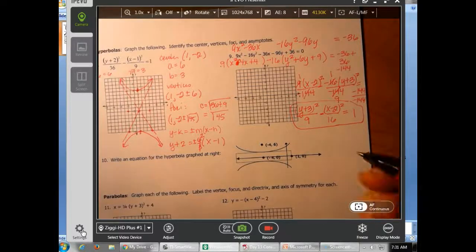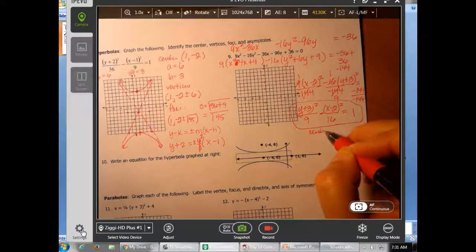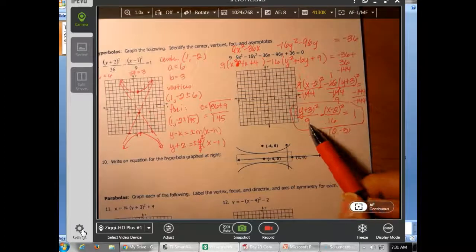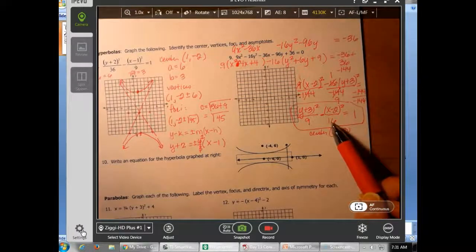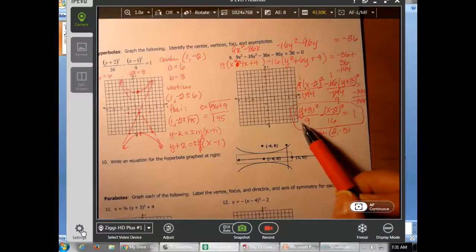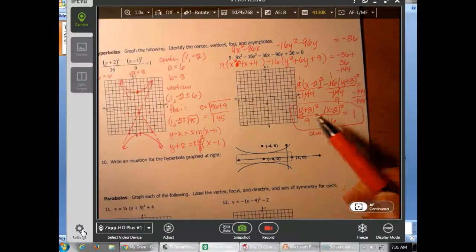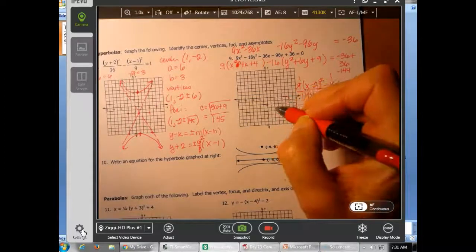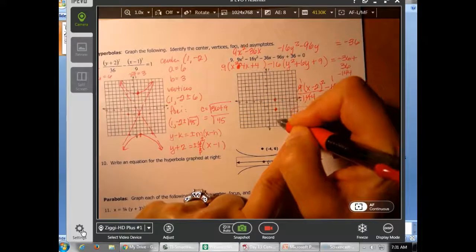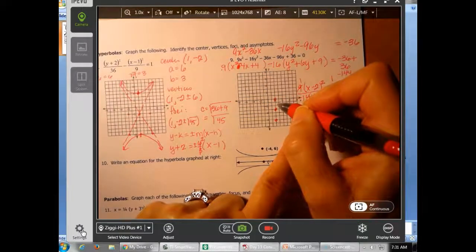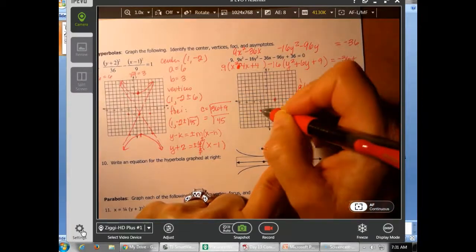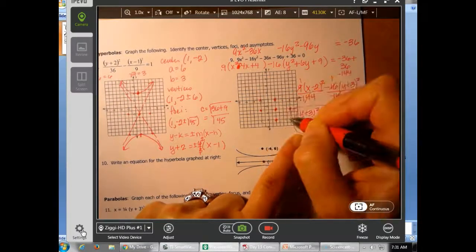Okay, now the center for this one is going to be 2, -3. I'm going to go 3 up and 3 down, 4 right and 4 left. But this is going to open up and down. This is going to be a vertical. So let me go to 2, -3, and then I'm going to go 3 up, 3 down. So those will be my vertices. I'm going to go 4 to the right and 4 to the left, and then I'm going to put my little corners in place.